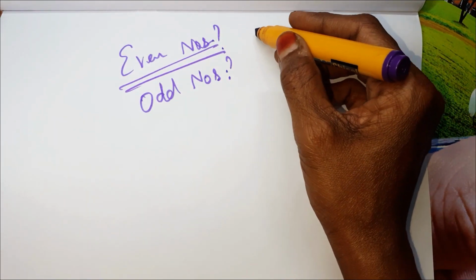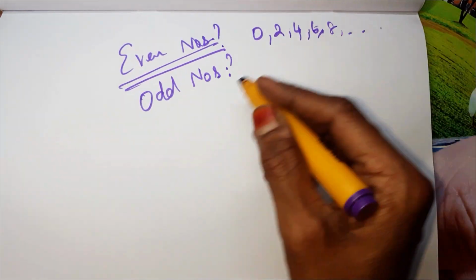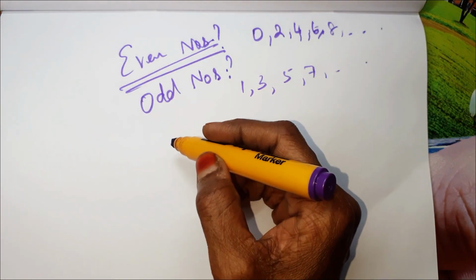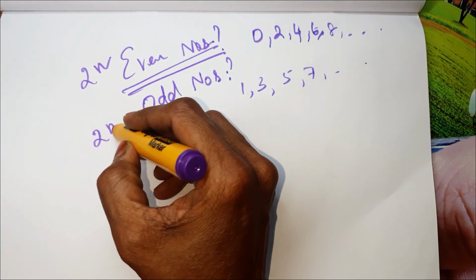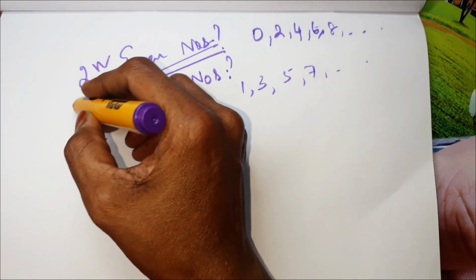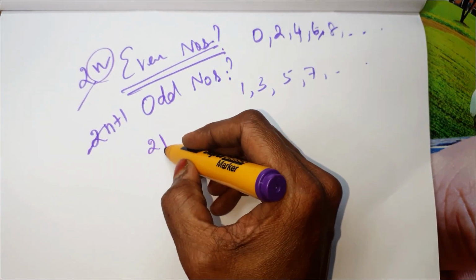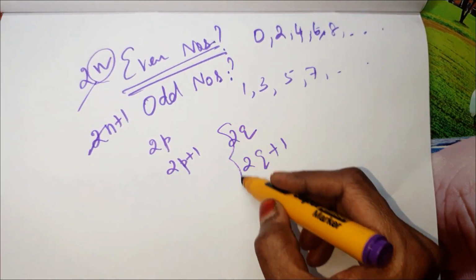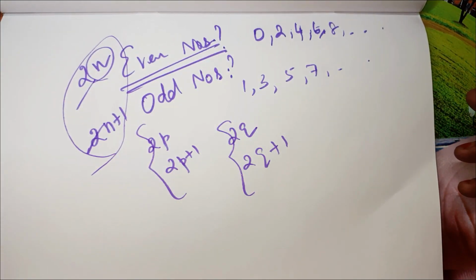Even numbers start with 0, 2, 4, 6, 8, etc. Odd numbers are 1, 3, 5, 7, etc. So the general representation of an even number is 2n, and for an odd number it is 2n plus 1. These two are the general representations. For this n, we can use 2p plus 1 or 2q plus 1, anything, okay. But generally we represent an even number by 2n and an odd number by 2n plus 1.